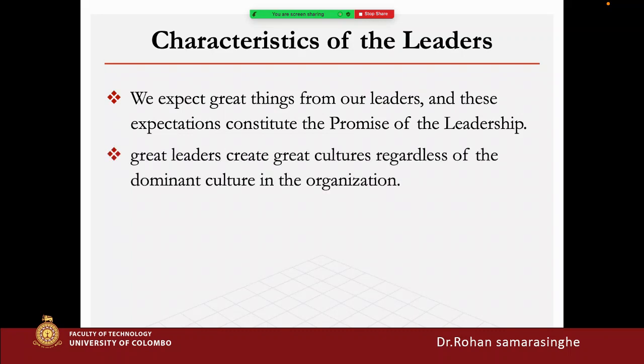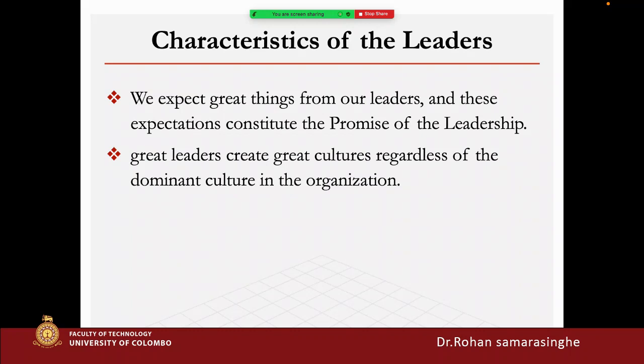And great leaders create great culture, regardless of the dominant culture in the organization. A great leader creates the great culture, regardless of the dominant culture of the organization. They are not going to practice the existing traditional culture. They want to have a new culture. And even when you address the others, a great leader might change that.